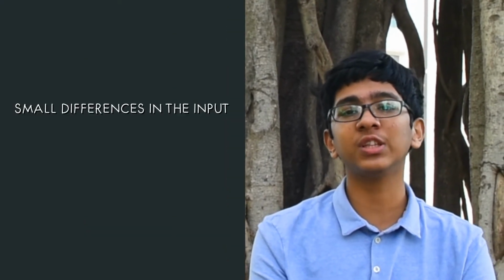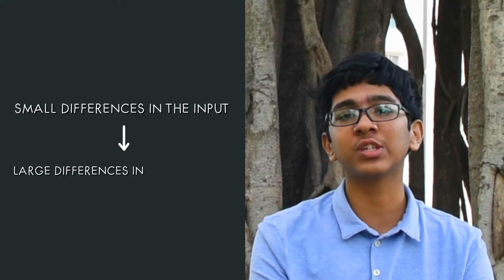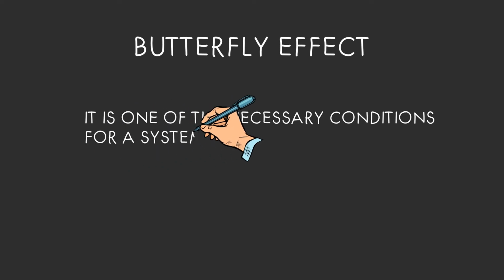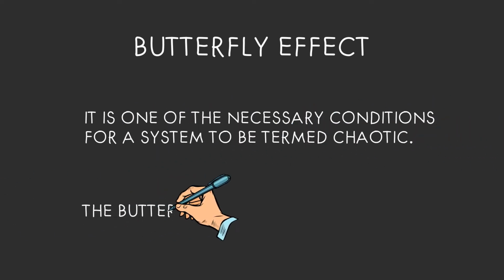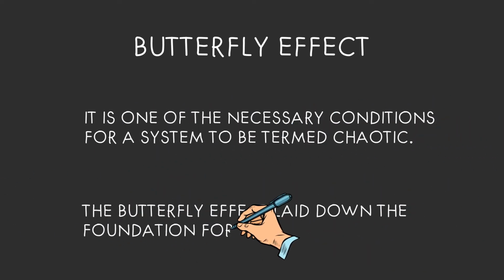The butterfly effect states that the outcome of what happens in a system is highly dependent and is extremely sensitive to initial conditions. In other words, small differences in the input can result in large differences in the outcome over time. It is one of the necessary conditions for a system to be termed chaotic. The butterfly effect laid down the foundation for the chaos theory.